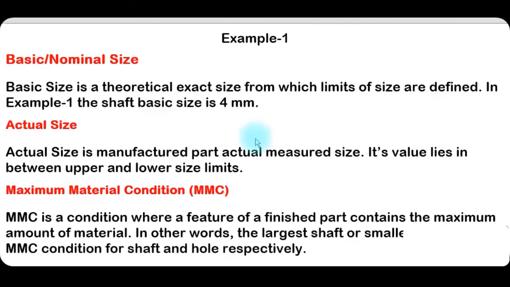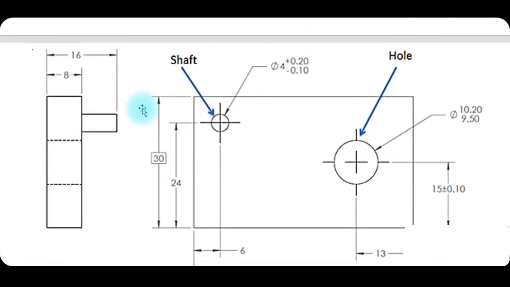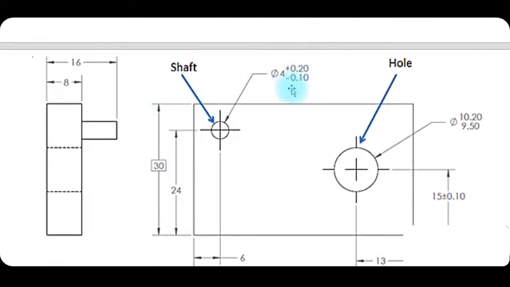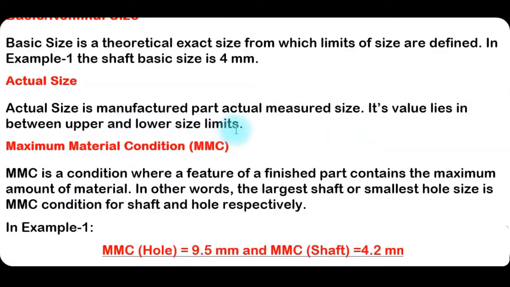Let us discuss the figure. First is basic or nominal size. This is the theoretical exact size, and in this figure the shaft size is 4 mm. And now, what is actual size? The actual size is the real measured size on the part, and this value lies between the upper and lower size limit.